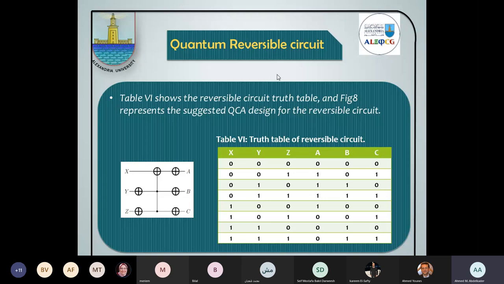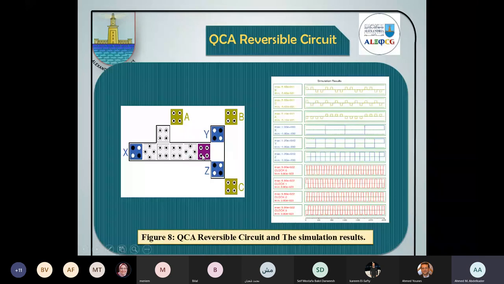Based on the Toffoli gate, we can design a reversible circuit which consists of a single Toffoli gate and 5 NOT gates, as shown in table 6, the functionality of the reversible circuits. The QCA design is based on a single Toffoli gate and 5 NOT gates: 1, 2, 3, 4, 5. The 5 NOT gates are composed with a single Toffoli gate to implement this reversible circuit.